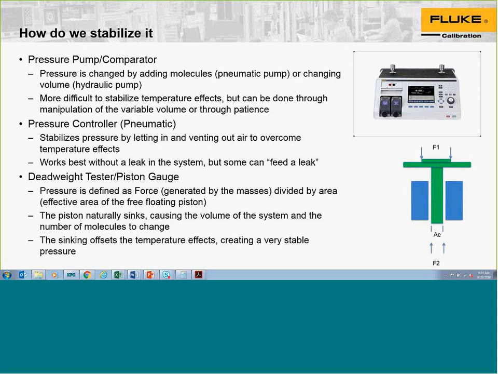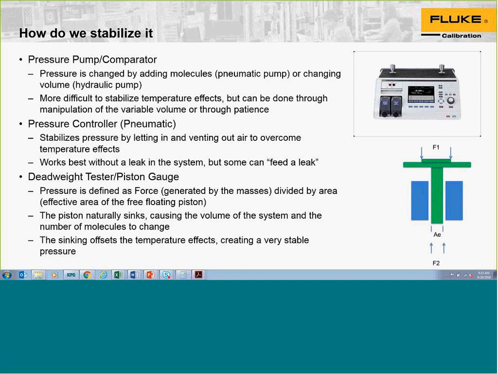The sinking of the piston offsets the temperature effects. That's while the piston is floating. The pressure is defined as force divided by area. As the force is the same and the area is the same, the pressure will be the same. As long as it's sinking, you have the same pressure. So the sinking effect offsets the temperature effects and creates a very stable pressure.